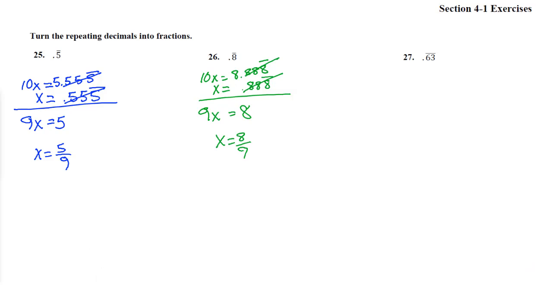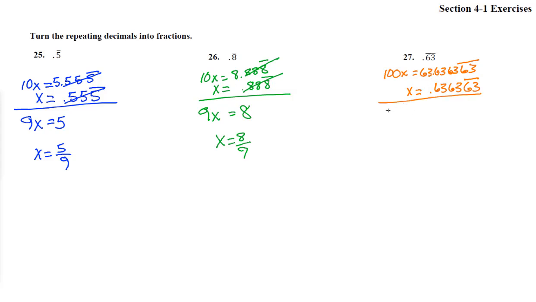Number 27, there is something different here. Notice the repeating pattern is 0.63. So if we write this out, this is 0.636363, and it's the 6 and the 3 repeating alternately like that as the pattern. So when we multiply, in order to get past the first set of the pattern, we have to multiply by 100. So that is 63.636363, and it goes on forever.